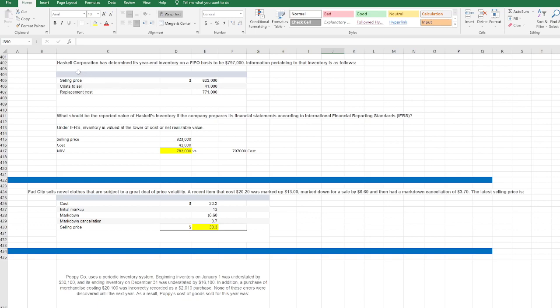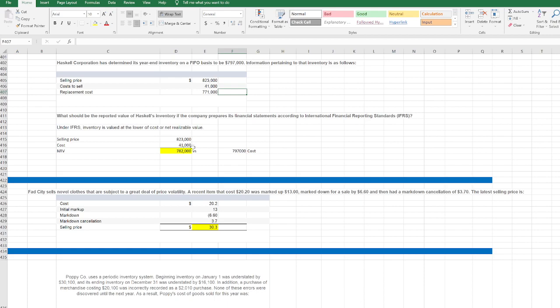I hope there's not one on this test, but I just threw it in there because it was part of the basic problems. So the Haskell Corporation has determined its ending inventory for FIFO is $797. We have the selling price of $823, cost to sell of $41,000, and replacement cost of $771. What should be reported as the value of Haskell's inventory if the company prepares financial statements according to IFRS, International Financial Reporting Standards? They use lower of cost or market or net realizable value.